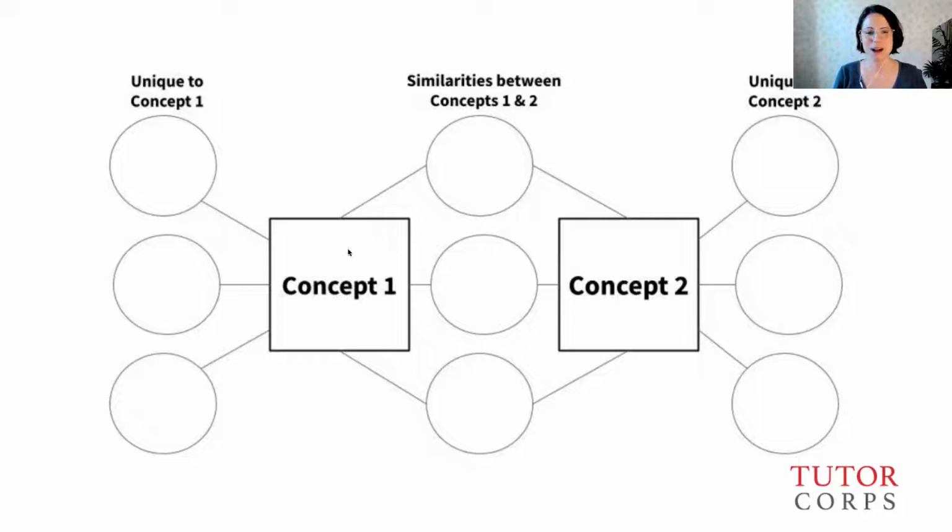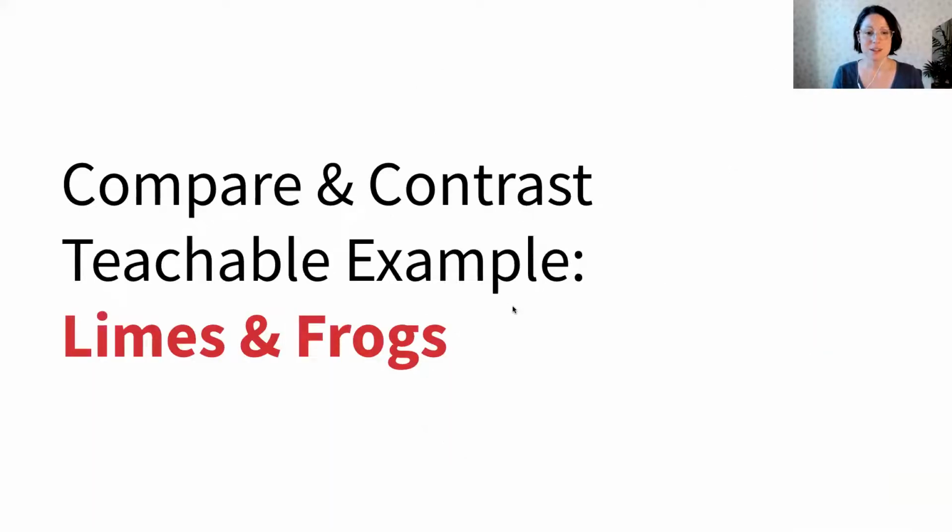So you have your two main concepts that you're comparing in big boxes. And then on the one side, all the things that are unique to concept one. On the other, unique things about concept two. And in the middle, the similarities. So what they have in common. So my favorite example here, and this is something I learned from a past professor of mine, is limes and frogs. So we're going to do that example together.